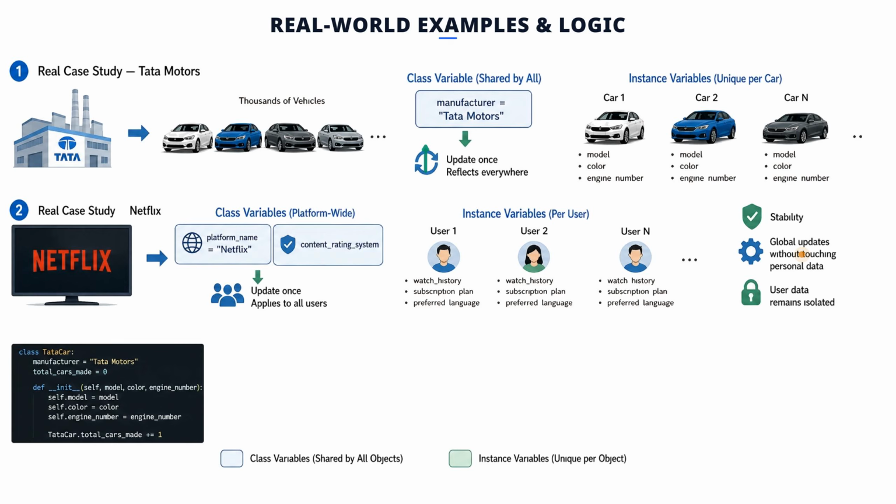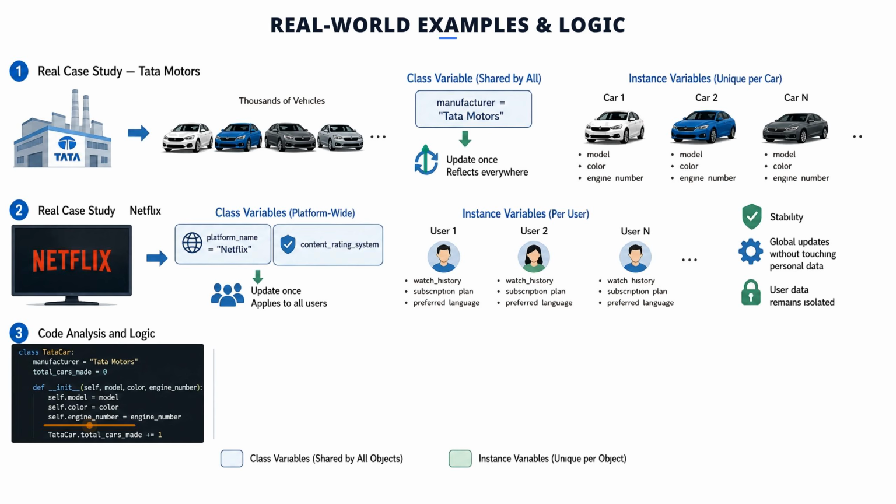Now, consider the logic of the Tata car code on the left. The class begins by defining manufacturer and total cars made. These are shared. Inside the init function, we see self.model, self.color, and self.engine number. These are unique to each car created.